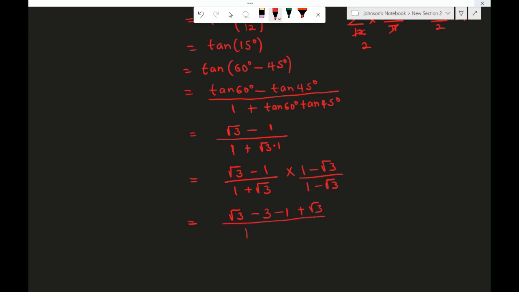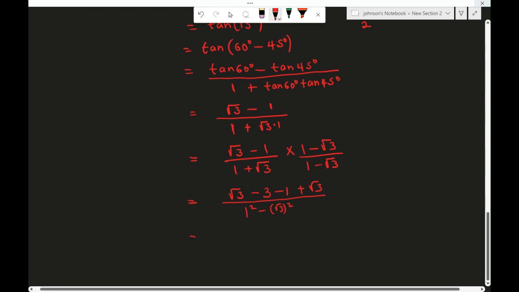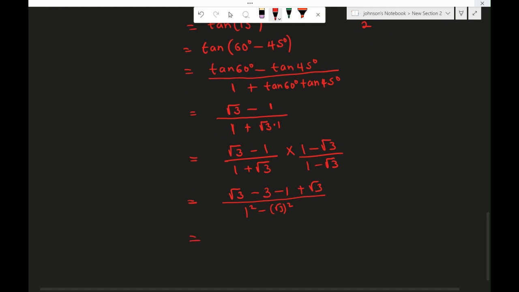Then the denominator is just going to be 1 squared minus root 3 squared. That is difference of two squares. So you will have, minus 3 minus 1 is minus 4, plus 2 root 3. Then the denominator will have 1 minus 3, which is just going to be minus 2.